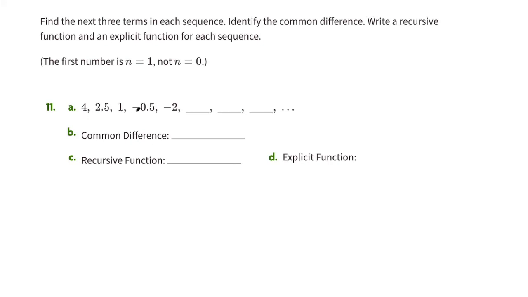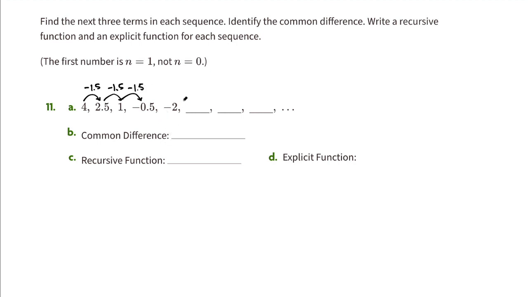In this sequence here, we see a pattern that from 4 to 2.5, we're subtracting 1.5. And from 2.5 to 1, we're subtracting 1.5. And so on. Each of these steps, we're subtracting 1.5.